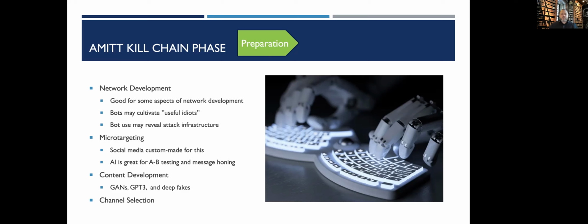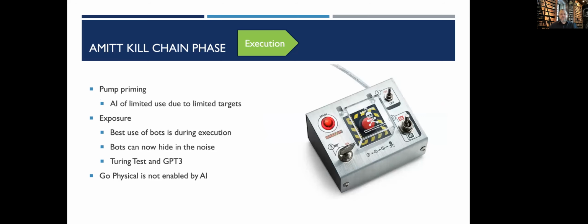So moving on to execution, the first thing you have to do is pump priming. You have to start seeding these bits of misinformation, and AI is of limited use here because you have to choose your targets very carefully. AI can help you choose these targets by helping you identify influencers, but you're not going to use AI to really spread the message at this point for the same reasons you don't do it in preparation. You don't want to tip your hand. You don't want to reveal where your infrastructure is.